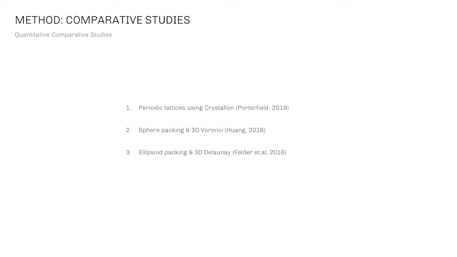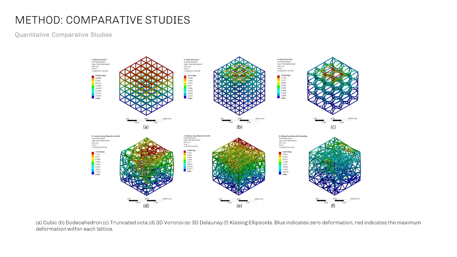In order to evaluate the effectiveness of the workflow, several lattices are generated and tested using ANSYS. Control lattices for comparison include both cellular periodic lattices and other inhomogeneous anisotropic lattice precedents, such as sphere packing followed by 3D Voronoi, ellipsoid packing followed by 3D Delaunay. To begin the quantitative comparison, lattices are generated with identical boundary sizes.